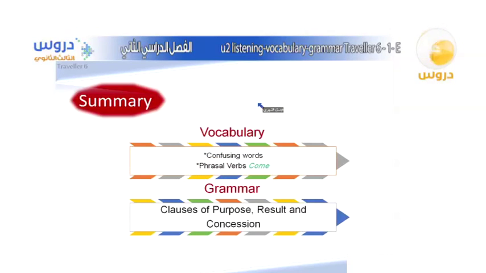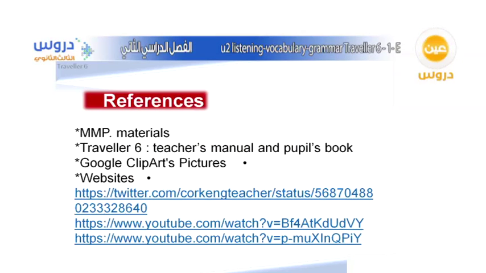Here we go with the summary of our lesson. We started with the confusing words like transmit, transfer, if you can remember that. And then we moved to the word come as a phrasal verb, come in, come out, for example. Then we moved to the grammar clauses, and we watched the video talking about clauses of purpose and result and concessions. So if you have any questions about the lesson or materials, here we go to the references.